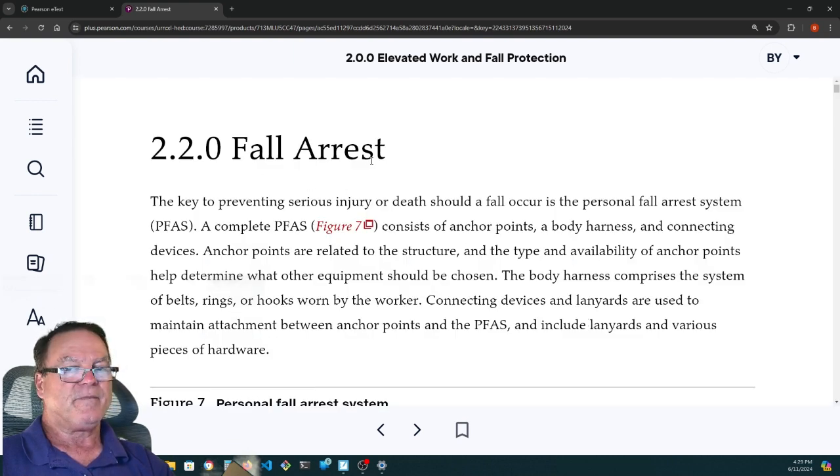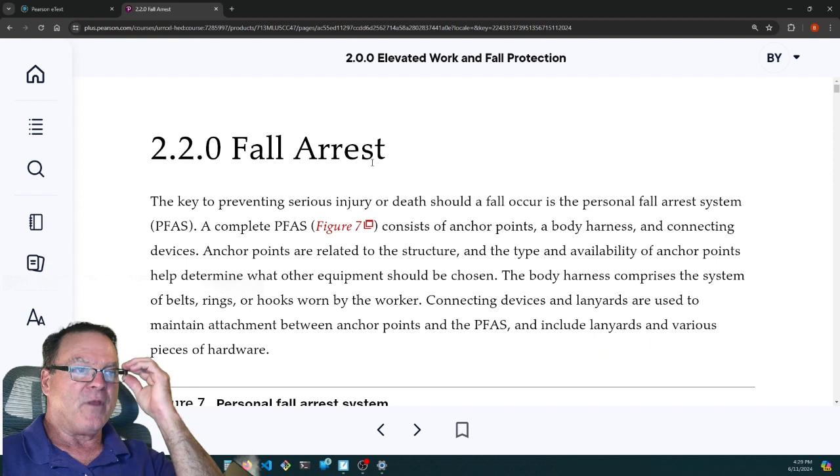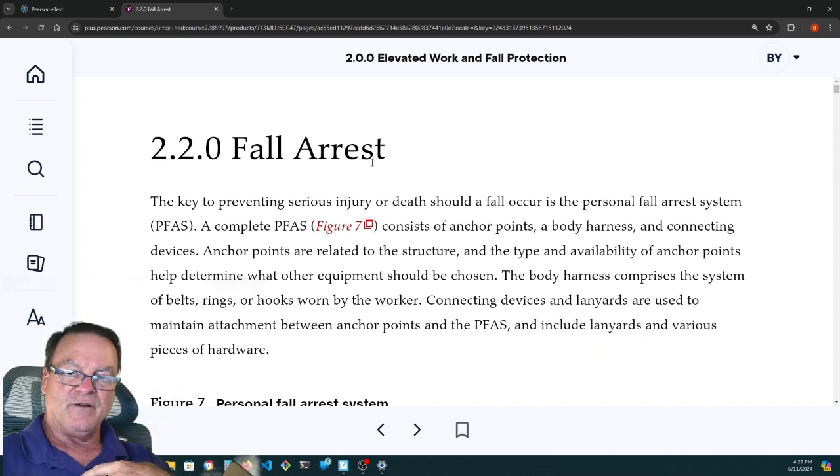Fall arrest. That's your harness. The whole fall arrest system consists of the harness, the lanyard, and the anchor point. That's the fall arrest system. The key to preventing serious injury or death should a fall occur is the personal fall arrest system. A complete personal fall arrest system consists of anchor points, a body harness, and connecting device.